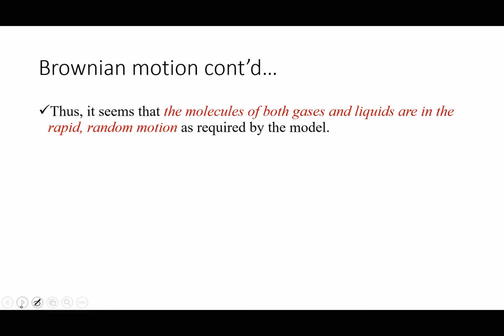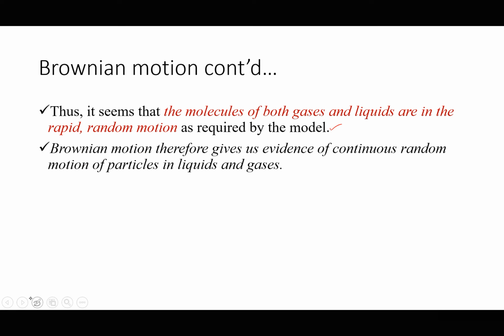Okay, so having seen that, we can now come to a conclusion. Number one, the molecules of both gases and liquids are in rapid random motion, which is required by the microscopic model. Number two, Brownian motion gives us evidence of the continuous random motion of particles in liquids and gases. And I said when somebody talks about Brownian motion, this person is referring to the continuous random motion of particles which make up liquids and gases.